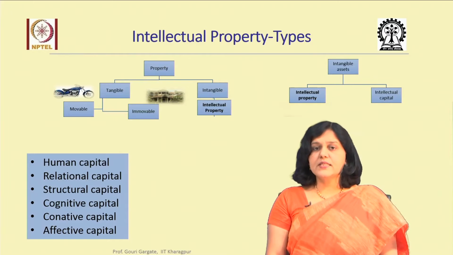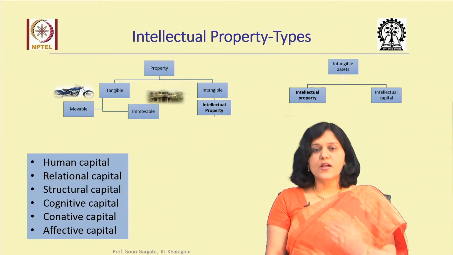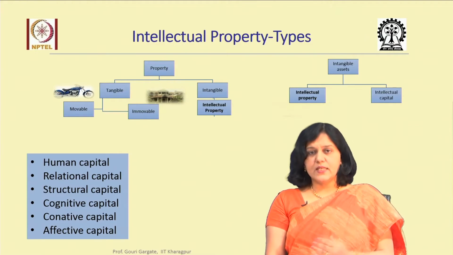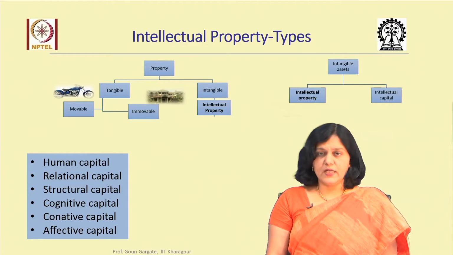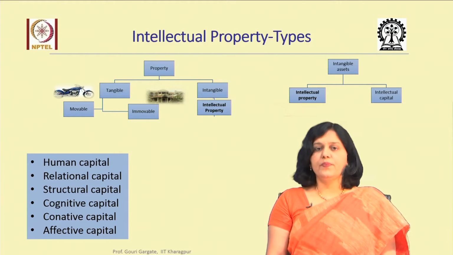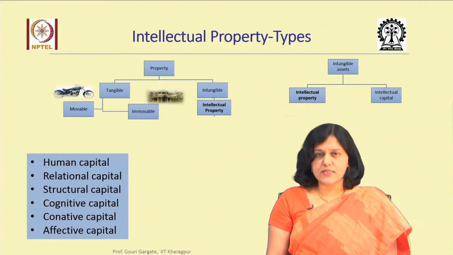Now, next is structural capital. This includes the infrastructure of your college or school. So, these three are the major types of intellectual capital: human, structural and relational. Now, the next important is cognitive capital. Do not get bothered by terminologies, just try to understand the concept.